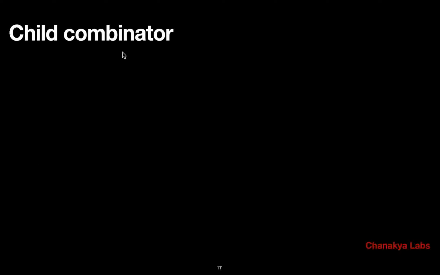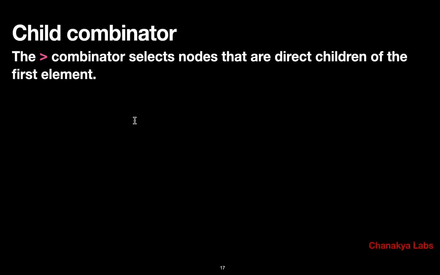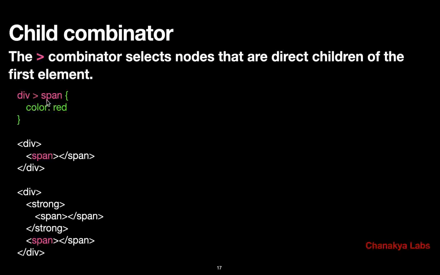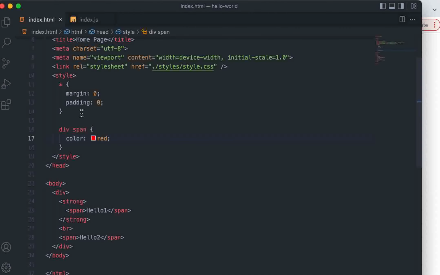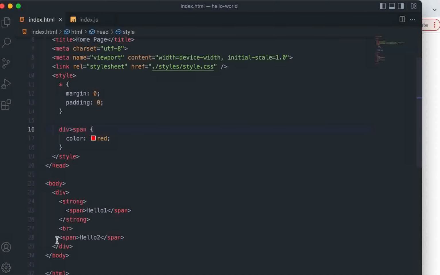Okay, next is the child combinator. The child combinator means the direct child. If I do div arrow right span, it will only target the direct descendant, which means that if span is directly inside div, only then will it target. It will not target a descendant of a descendant. So let's check that. If I do div arrow span, then you see it is only targeting hello 2, which is the direct descendant, not hello 1, which is a descendant of a descendant.